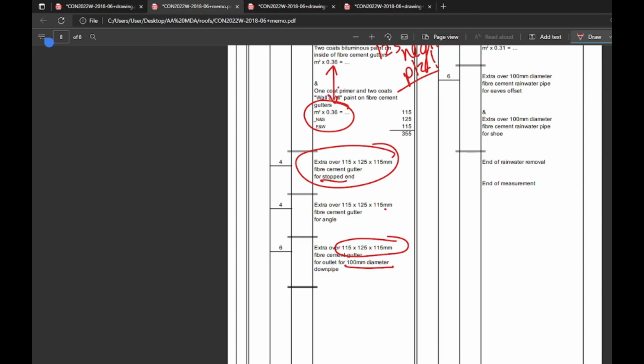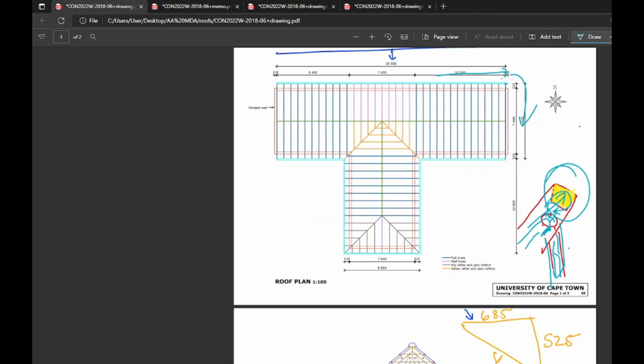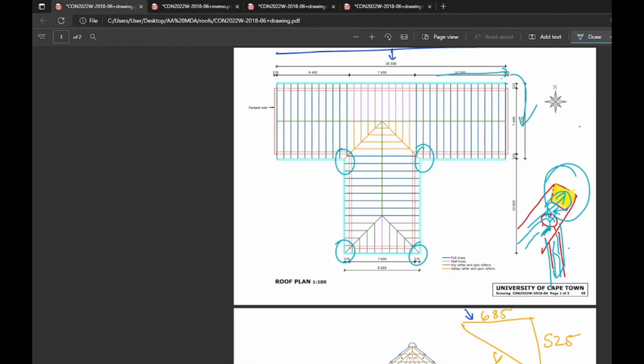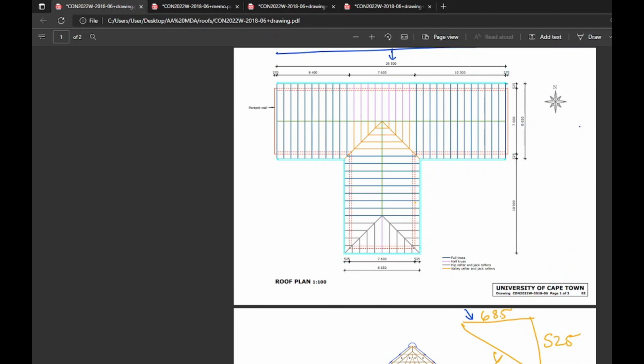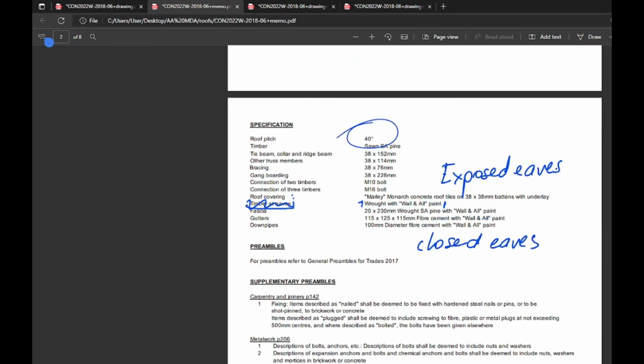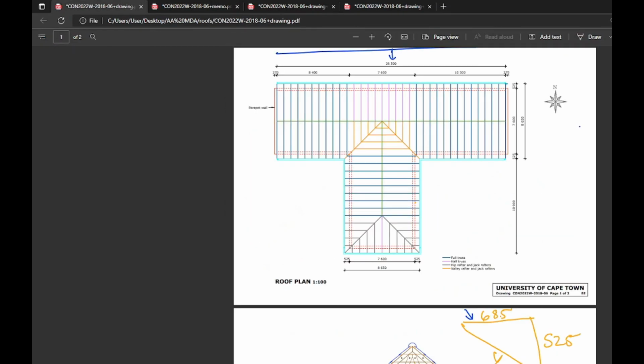Stopped end. Okay, angles. Angle, very clear. 1, 2, 3, 4. That is pretty obvious. Now, if you look carefully, you'll see there's actually 6 gutters. You have to really look for it. I wonder if perhaps it's in the spec, because to me, it's something that could easily be overlooked if it's not in the spec. Let's take a look. Okay, it's not in the spec, so you have to look very carefully, guys.